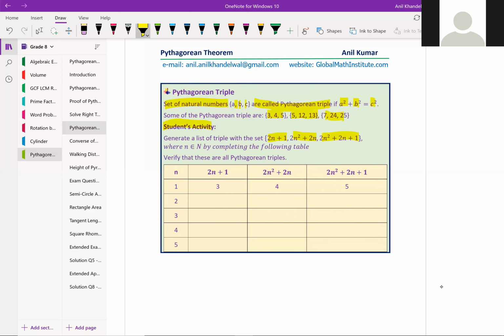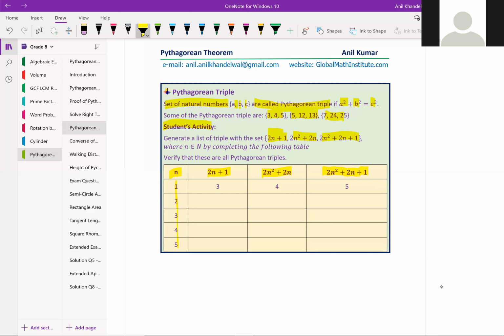Perfect. So basically what you can do is make 3 columns for these values, which are 2n plus 1, 2n squared plus 2n, and 2n squared plus 2n plus 1. You see that difference of 1, right? Where n is a natural number, that is 1, 2, 3, 4, 5, and so on. As soon as you substitute n as 1, you can calculate the values. The first triple which you get is 3, 4, and 5.